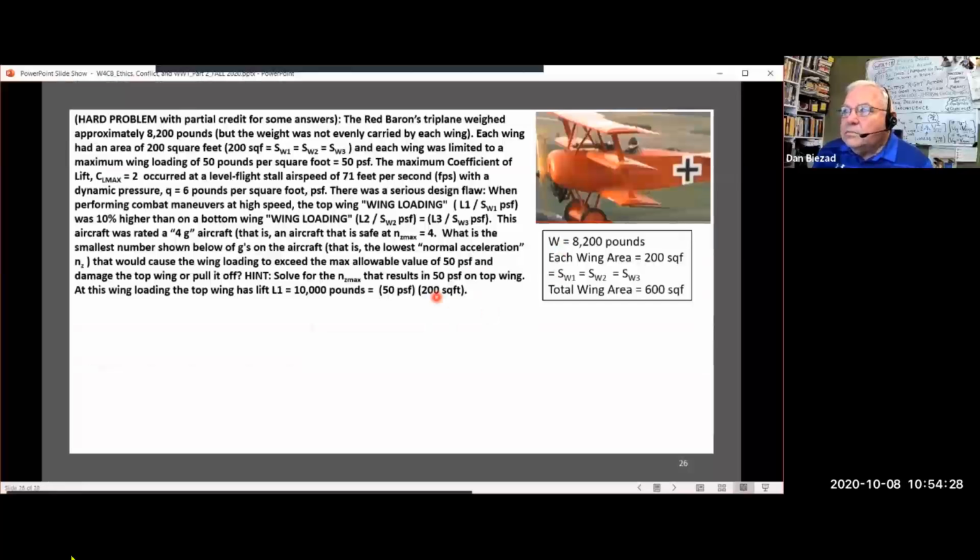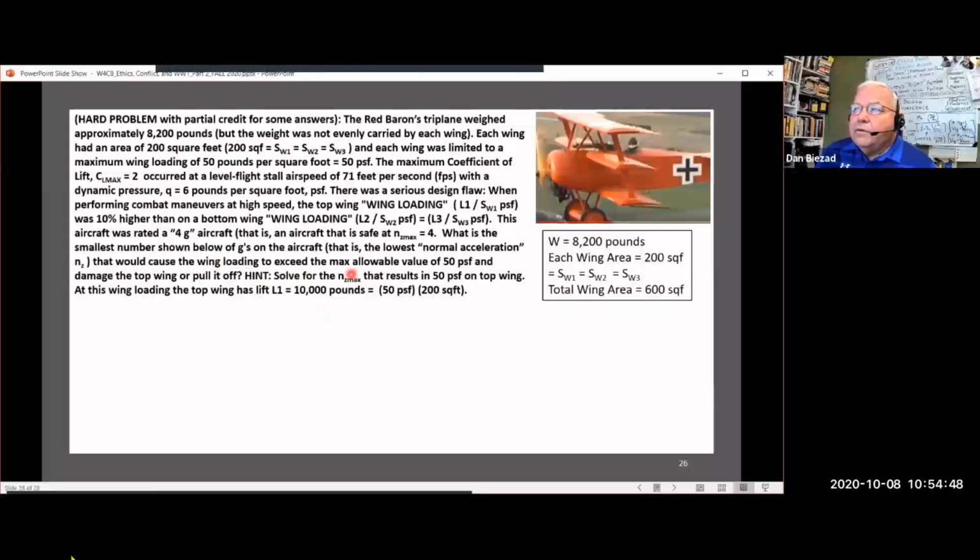So what is the smallest number of G's on the aircraft that would cause the wing loading to exceed 50 PSF and damage the top wing or pull it off? It's a hard problem. It's difficult. So I'm going to show you how you might set it up. And I give a hint here.